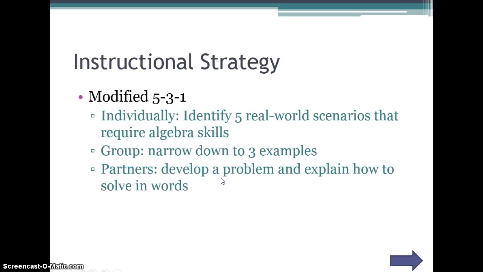An instructional strategy I'd like to apply in the classroom would be the modified 5-3-1. Individually, students would identify 5 real-world situations that would require them to make an algebraic equation and to solve. Next, students would be in a small group to narrow down their examples to 3 top examples that they think they could solve. And finally, with a partner, they would develop an example problem and explain how to solve the algebraic equation in their own words.